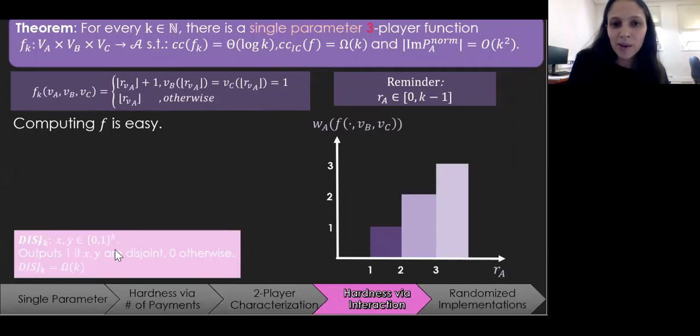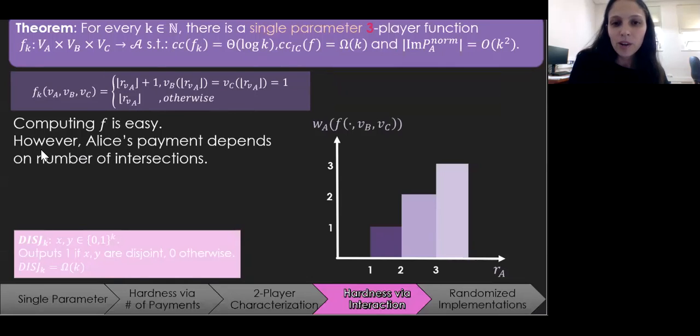And now I'm going to need to explain the function disjointness. It is the canonical hard function of communication complexity, and it outputs 1 if x and y, which are k-bit strings, are disjoint, which means that there is no bit where their values are both equal to 1, and 0 otherwise. It is well known that disjointness requires at least k bits.